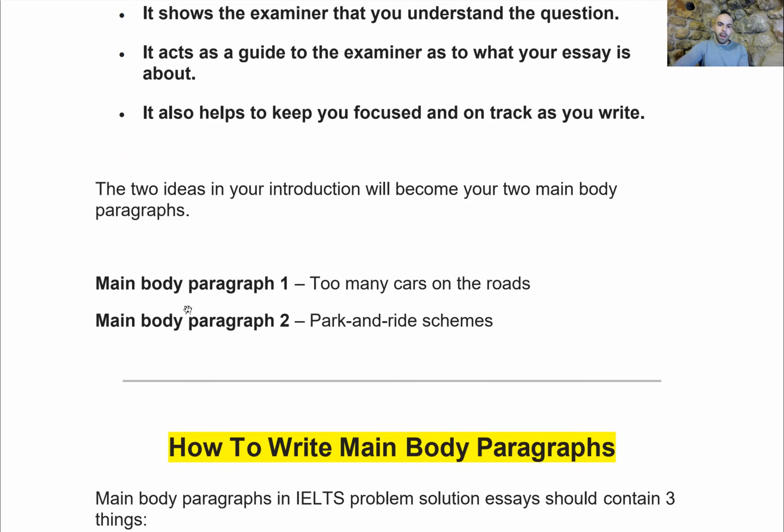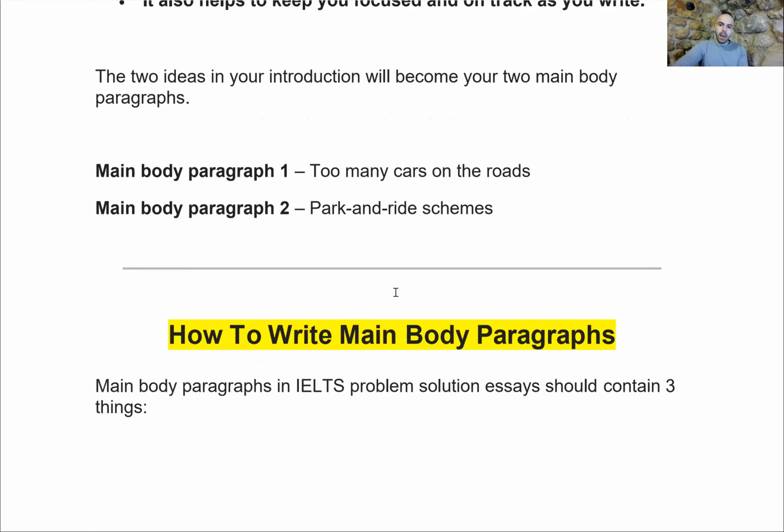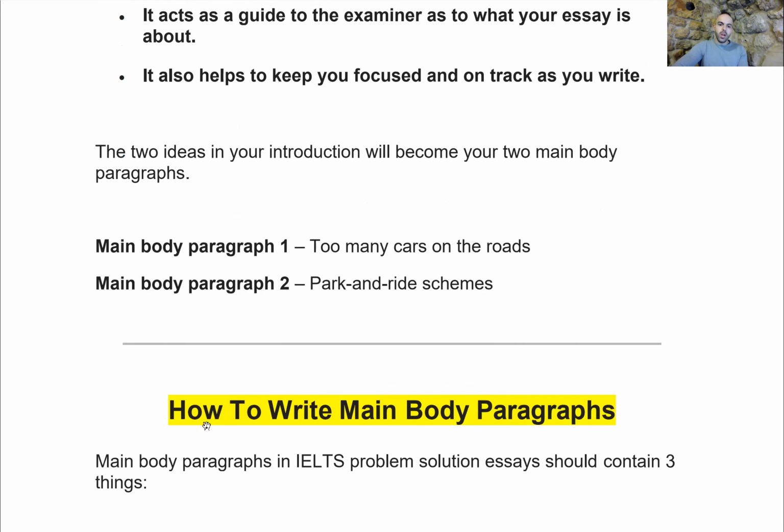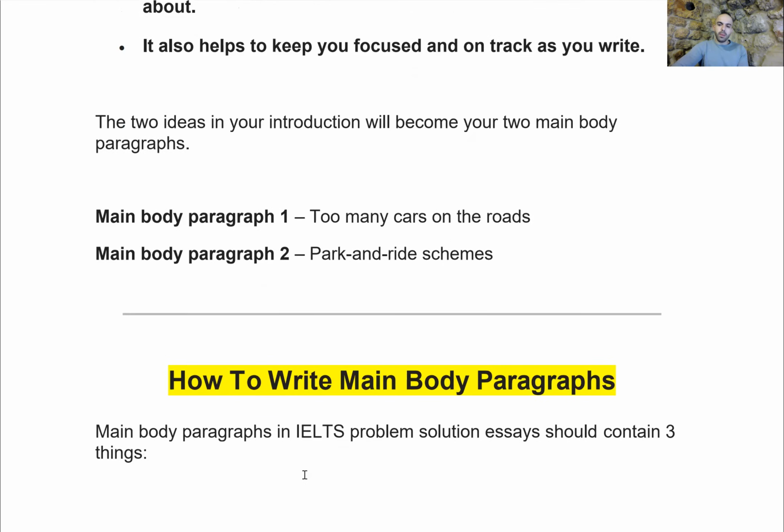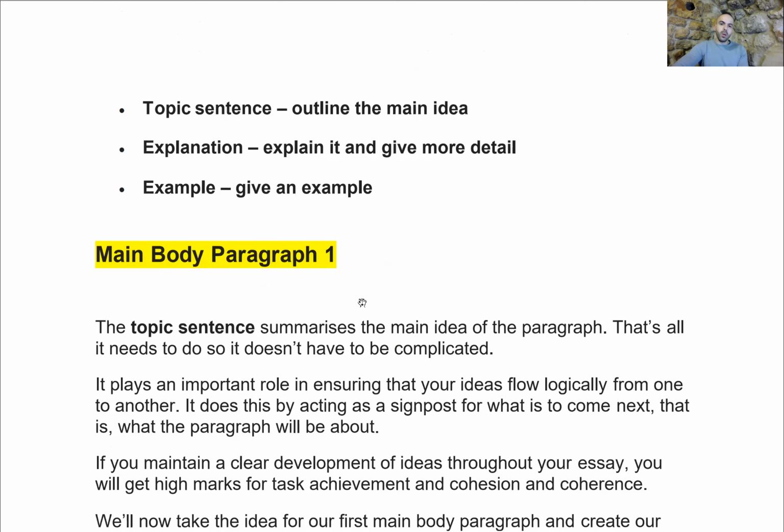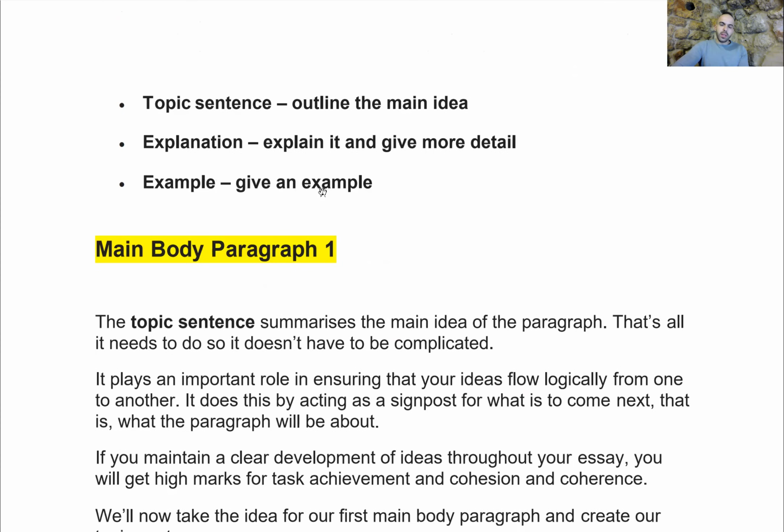So as you can see, main body paragraph one will be about the main cause, and main body paragraph two will be about the main solution, which is quite relatable to the actual cause or reason. Now, how to write main body paragraphs? Main body paragraphs in IELTS problem solution essays should contain three things. Topic sentence, where you outline the main idea that has been already written in the introduction. And then you have to explain and give more detail, and then you have to give an example.